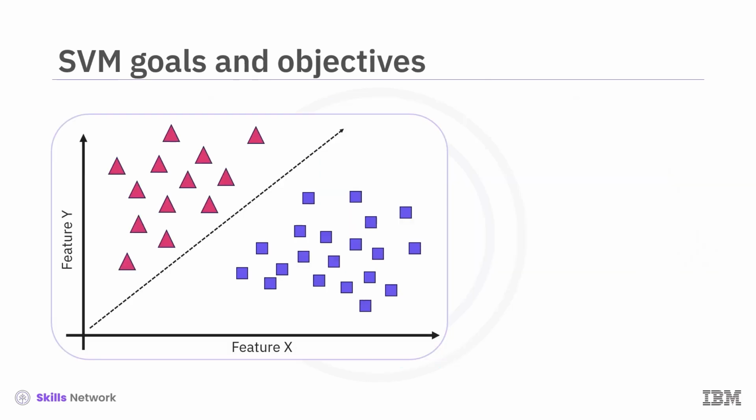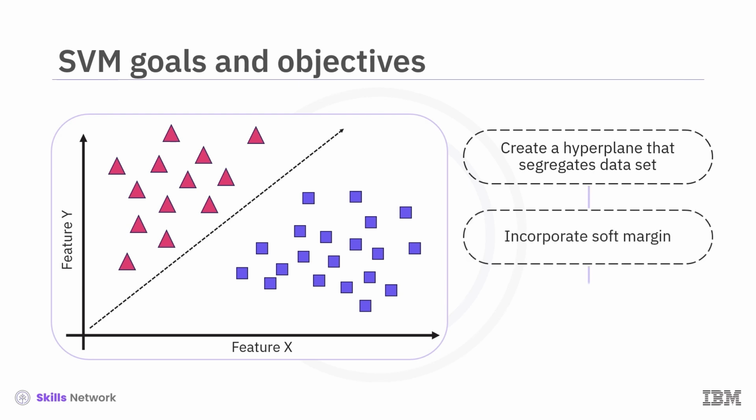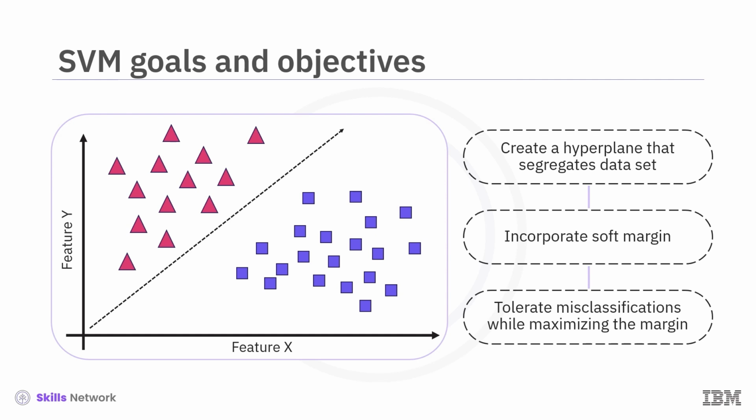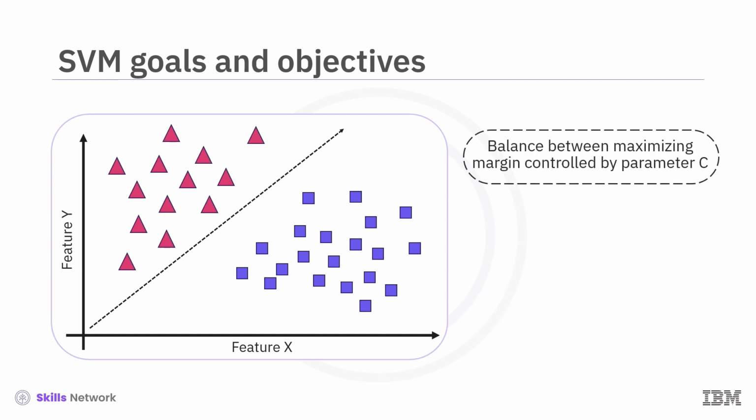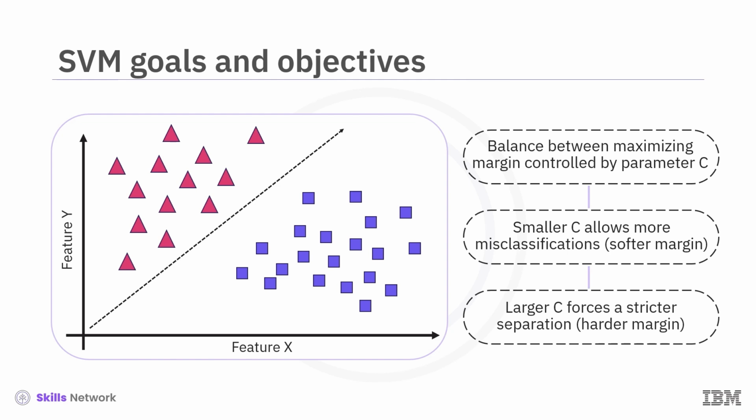The primary goal of SVM is to create a hyperplane that segregates a dataset into two parts and finds the largest margin. In this example, the dataset comprises a collection of two classes, red triangle and blue square. The larger the margin, the better the model's accuracy on new, unseen data. Data is often noisy and overlapping in real-world scenarios, making perfect separation impossible. SVM can incorporate a soft margin, which allows it to tolerate misclassifications while maximizing the margin. The balance between maximizing the margin and minimizing the number of misclassifications is controlled by a parameter, c. A smaller c allows more misclassifications, softer margin, while a larger c forces a stricter separation, harder margin.